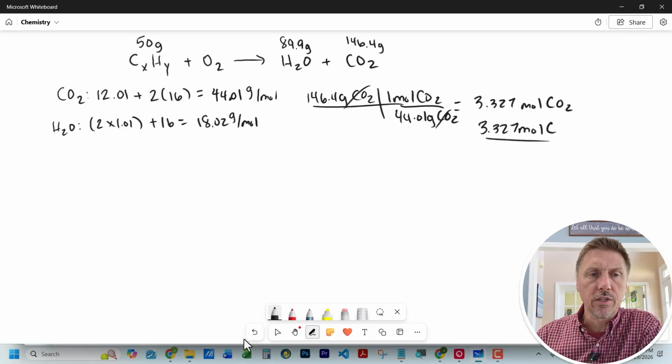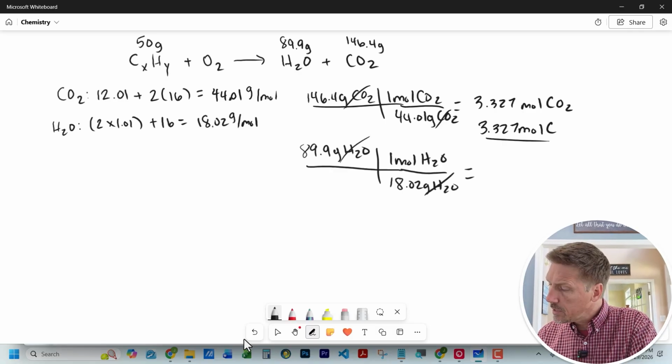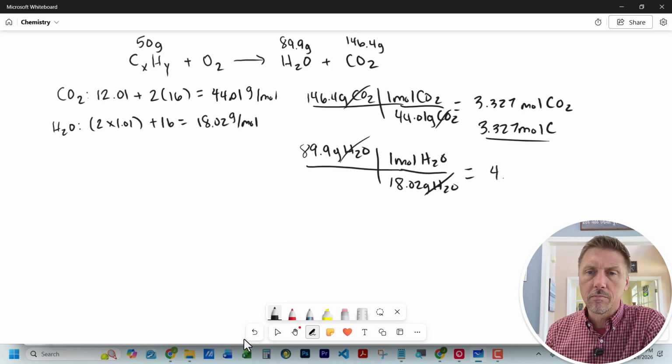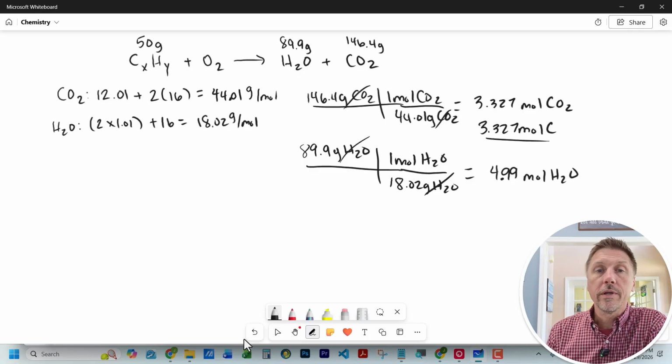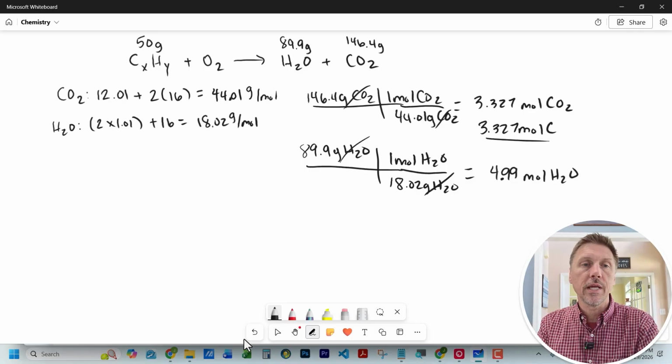Let's do the same thing for H2O. Well, when we calculate how many moles of H2O we had, we started off with 89.9 grams of H2O. We multiply that times 1 mole of H2O over the molar mass, which is 18.02 grams of H2O. Grams of H2O cancels out, and we get a value of 4.99 moles of H2O. Okay, we're interested now not in the carbon part because there's no carbon in this.